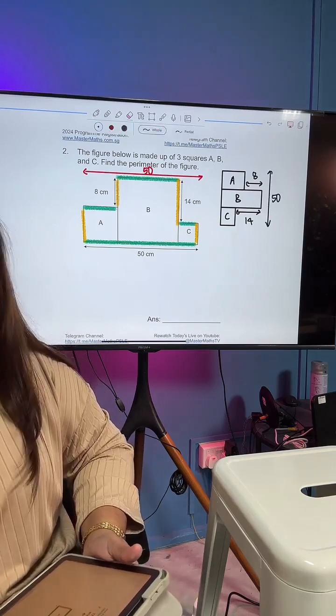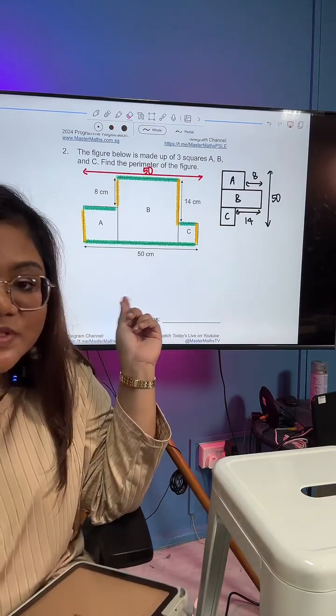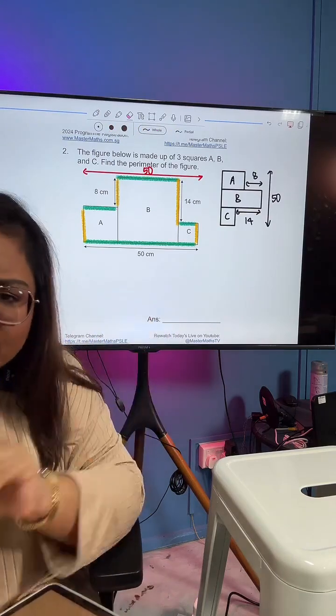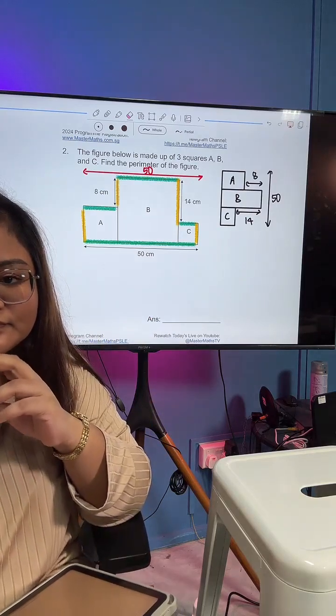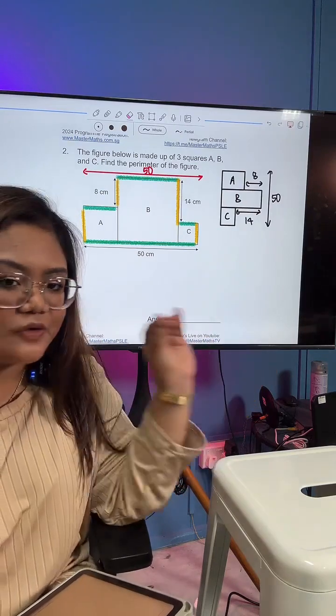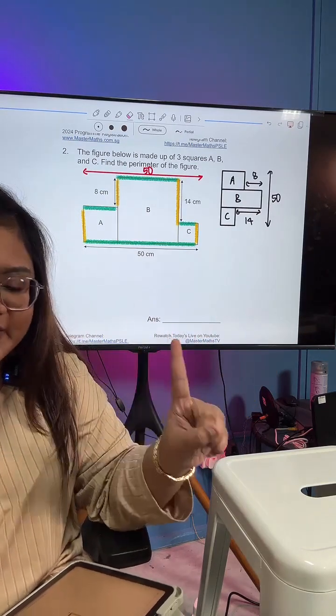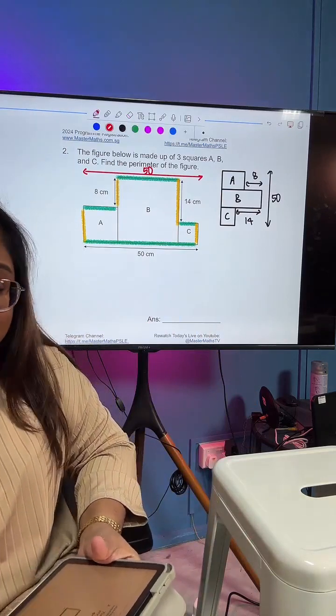Do you think you can solve now with the comparison model? Do we actually need to take 14 minus 8? What do you think we should do? We don't need to find, boys and girls, the difference between A and C. Let me give you some tips here. I'm going to write down the tips at the side.